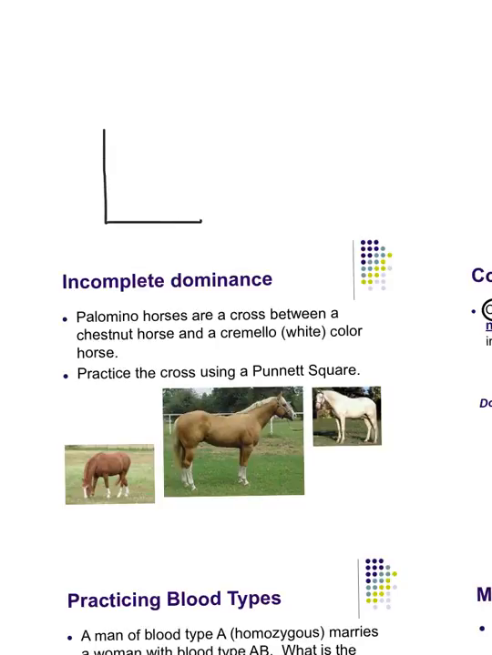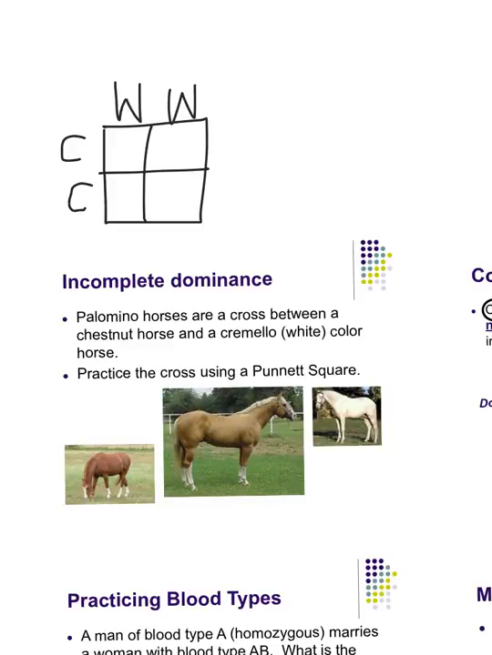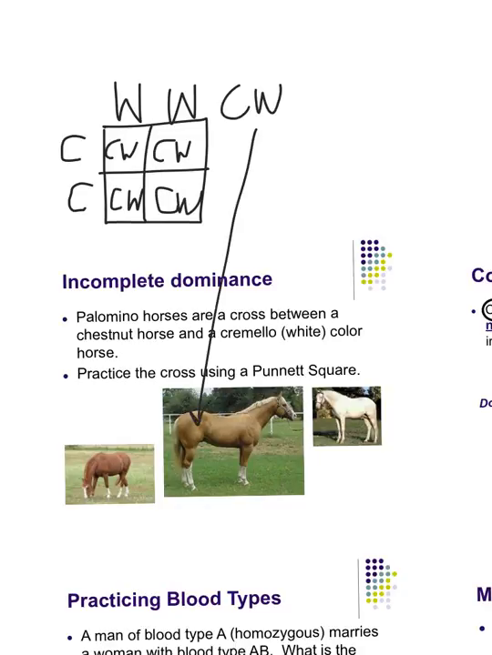So we've got a square where we're going to use W to represent the white horse, and I'm going to use C to represent the chestnut-colored horse. So we'll do the cross, CW, CW, CW, CW, and that CW equals that Palomino color. So 100% of the offspring, 4 out of 4, would show that Palomino color.